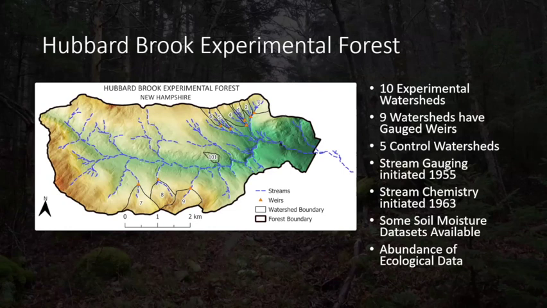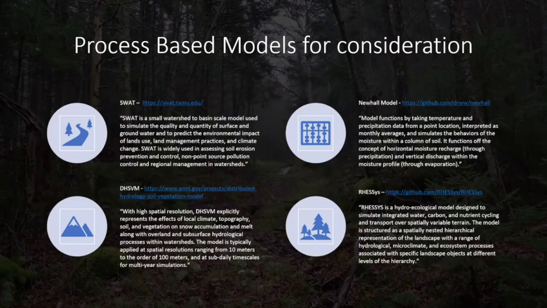And the story is very similar for the Hubbard Brook landscape. It is currently an LTER, so there's a wealth of other ecological information being collected on that landscape. And we also have those very long stream flow data sets available that are very important for these process-based models. There are also some soil moisture data sets available on that landscape, and that also helps us with the application and calibration of our models.